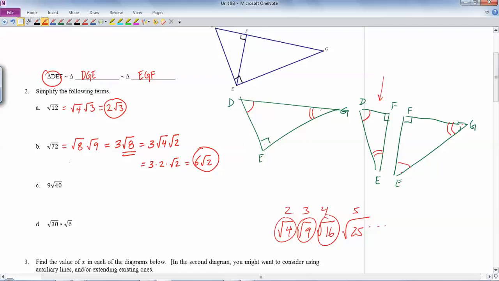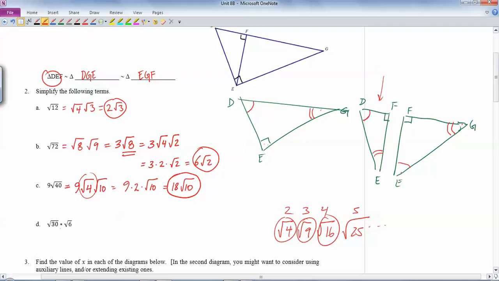Okay, let's look at 9 root 40. So the 9 is on the outside, so I'm not going to simplify that because that's just 9. Root 40, well, you might think of like root 4 times root 10. Well, this is 2, so it's 9 times 2 times root 10, which is 18 times root 10. And root 10 is root 2 times root 5. You can't do anything with that, so you would just leave it like this.